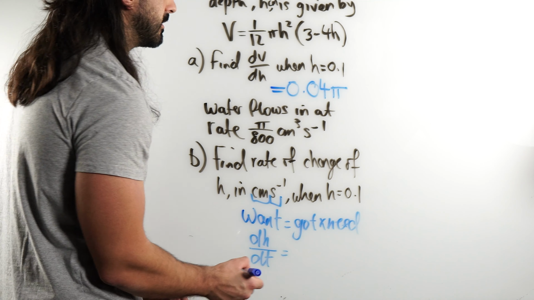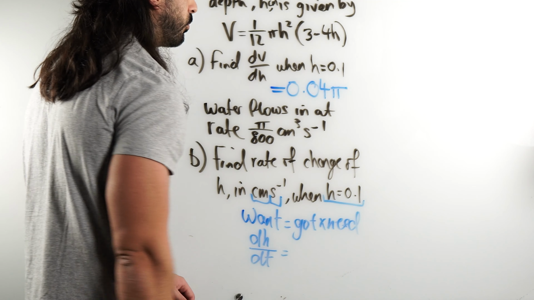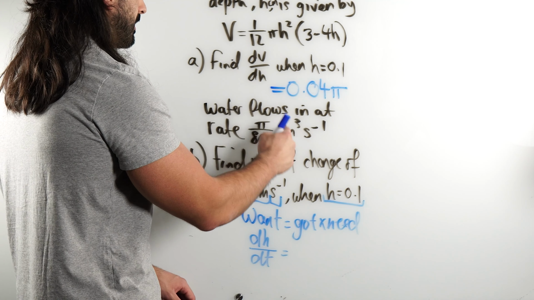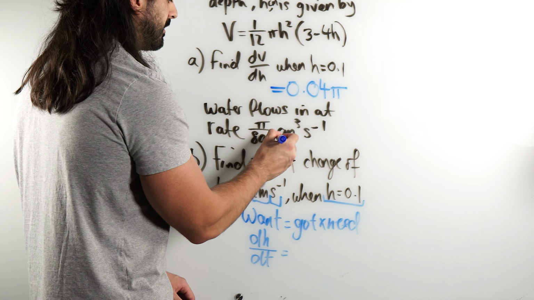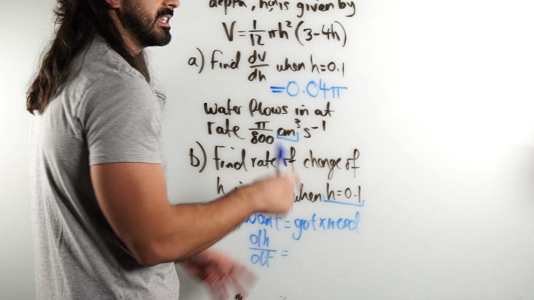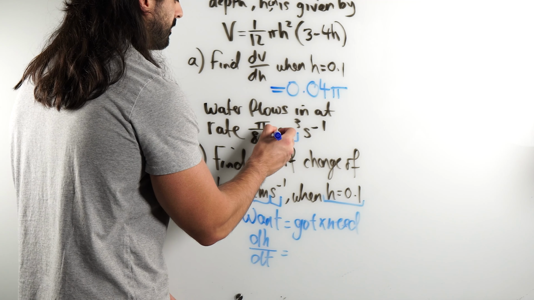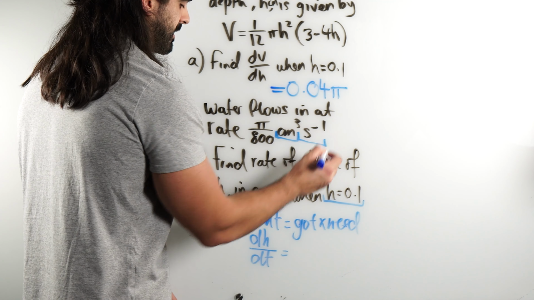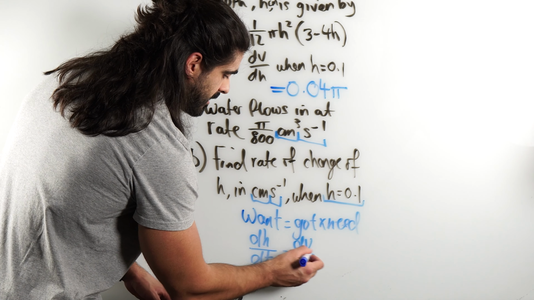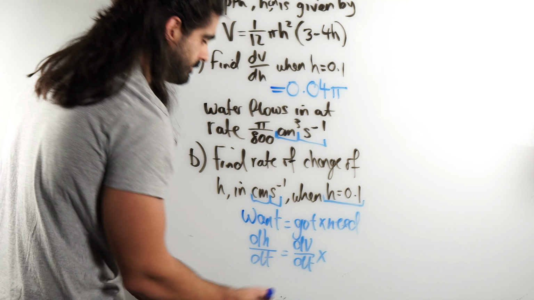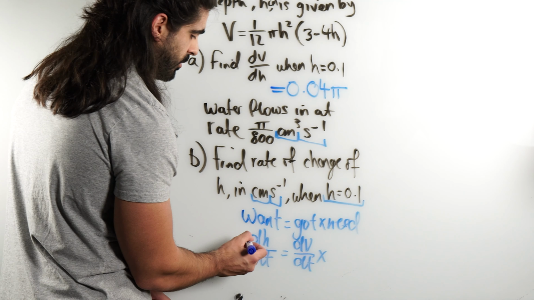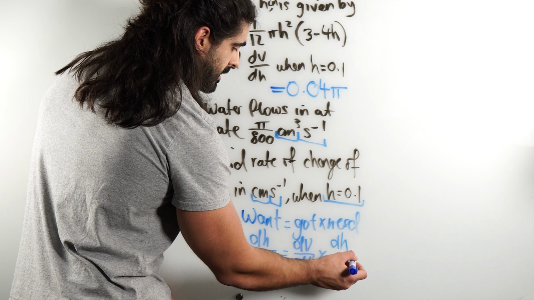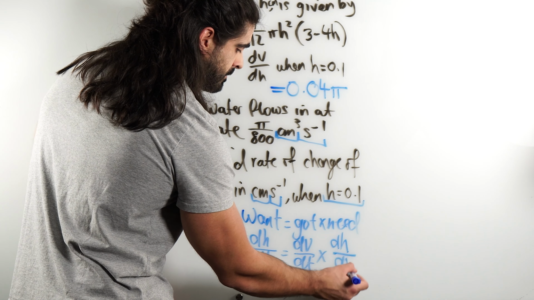Now, what have we got? When h is 0.1, we have this rate of change. That is dV by dt, the volume with respect to time. So we have dV by dt. What do we need to multiply that by to balance this all out? So we need a dh on the top. We need to cancel out the dV.